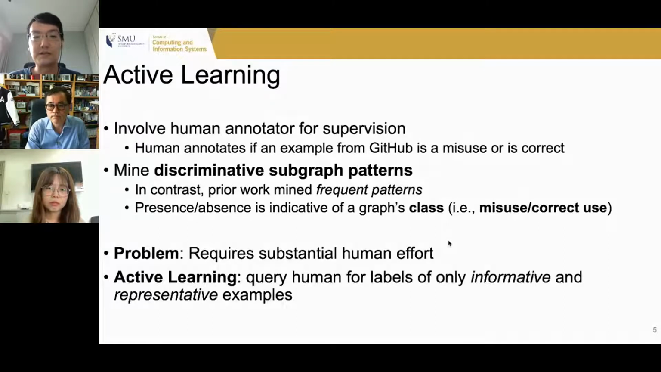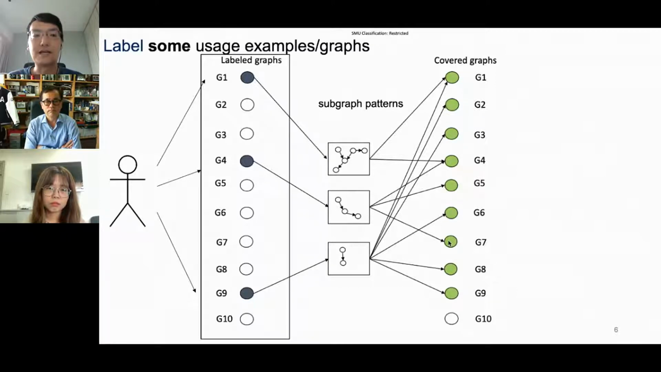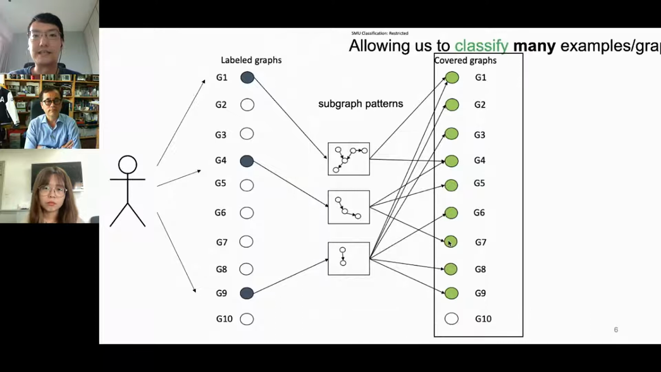Of course, this requires substantial human effort and would be impractical, because we cannot possibly expect a human annotator to label every example on GitHub. To address this issue, we looked at the field of active learning, which aims to query humans for labels of only informative and representative examples. Here's an intuition of what active learning means in this context, or how we interpreted the principles of active learning. The idea is that we would ask a human annotator to label a small number of usage examples that would tell us enough about some patterns such that we could say a lot about many different examples or graphs on GitHub.